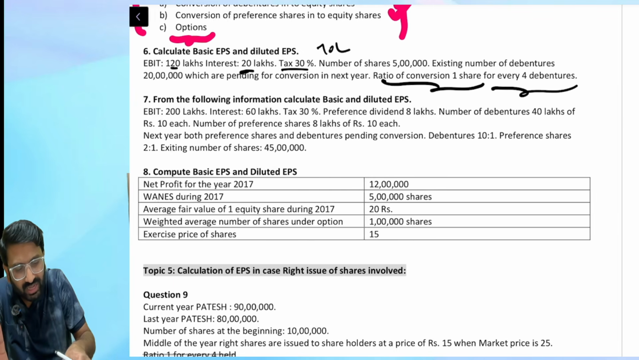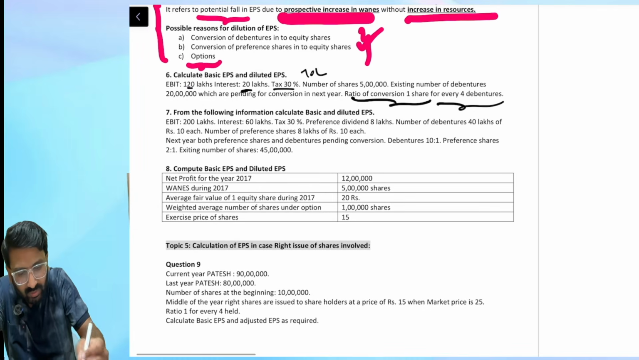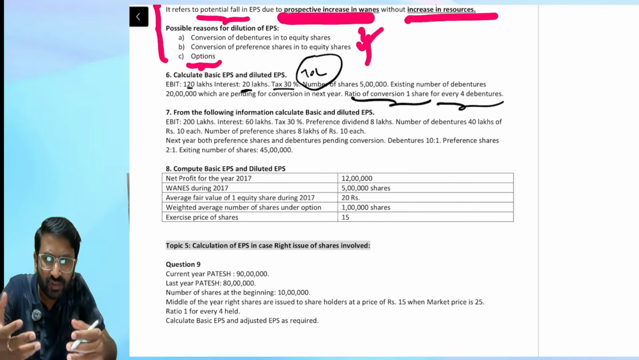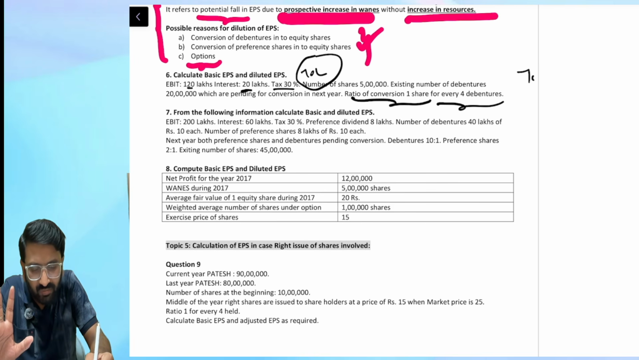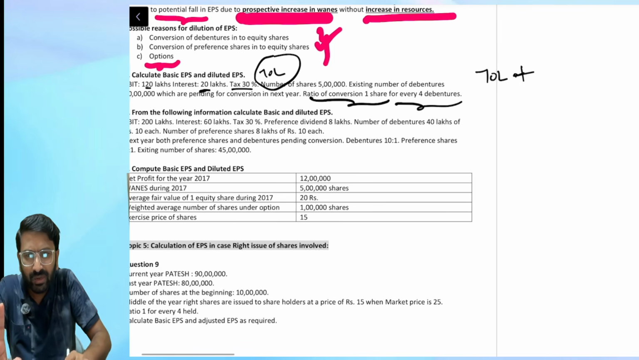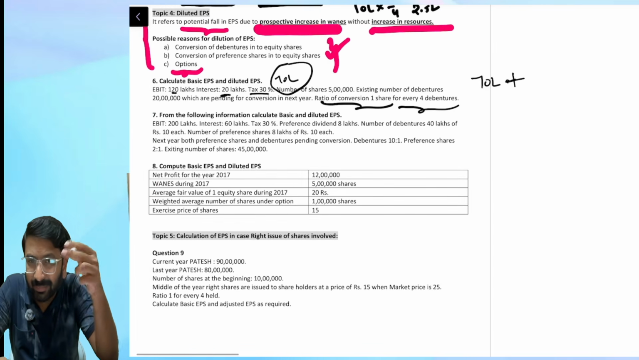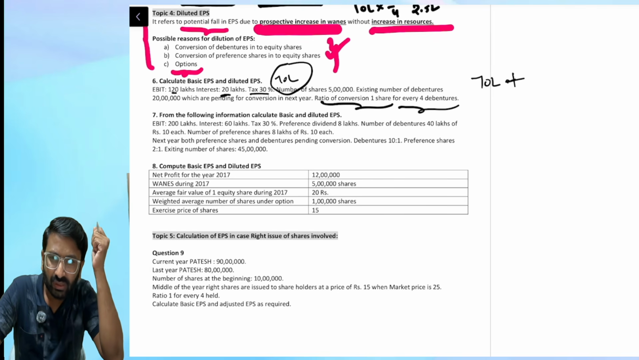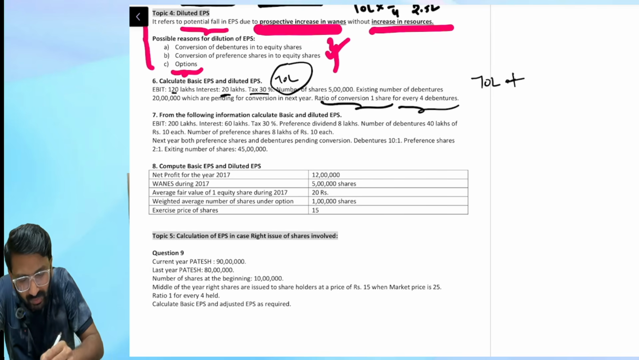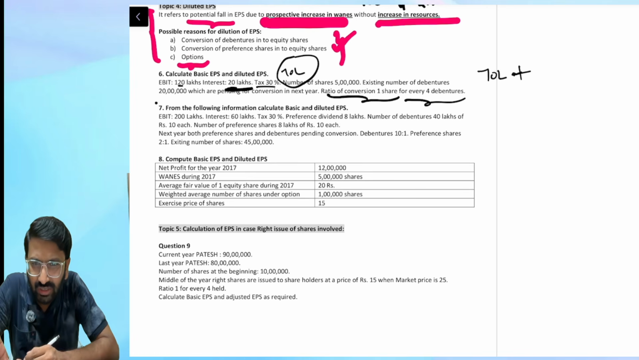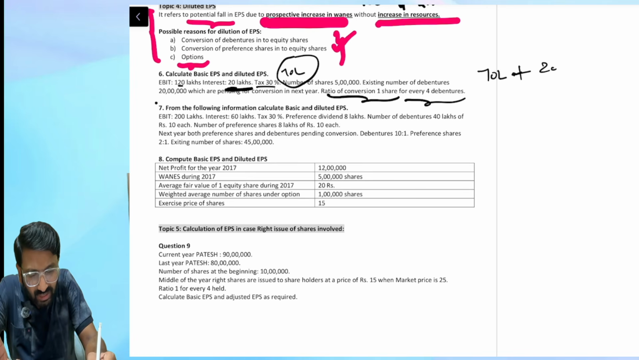Now tell me, what is your current year profit available? What is current year profit? Can I say 70 lakhs is PAT? Since there is no preference dividend in the question, so current year profit available is 70 plus. In the numerator, since you are going to convert the debenture, in the next year, you'll be saving interest now. So how much interest you are going to save? See here, what is the number of debentures? Okay, it's given here directly. 20 lakhs is the interest. So I'm going to save the 20 lakhs.